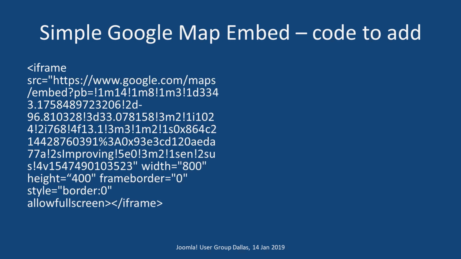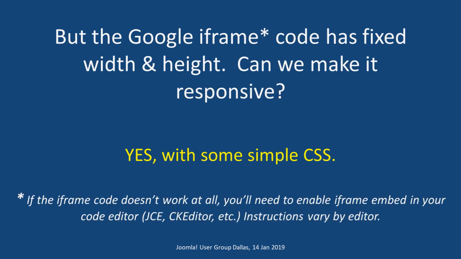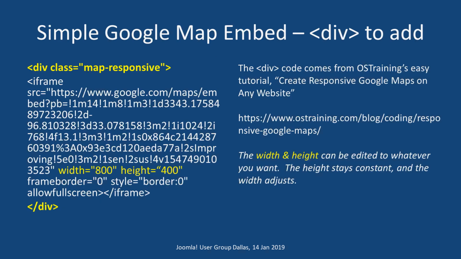It's an iframe link. Now notice that the width and height are set. I chose custom sizes, but whatever one you choose, it's going to come with a set width and height. So that's a problem if you want your embed to be responsive. How do you make it responsive? OS Training has a great tutorial. And on this slide, it's going to be on the right. We have a link to their tutorial. It's super easy, and you can just copy and paste this code from them.